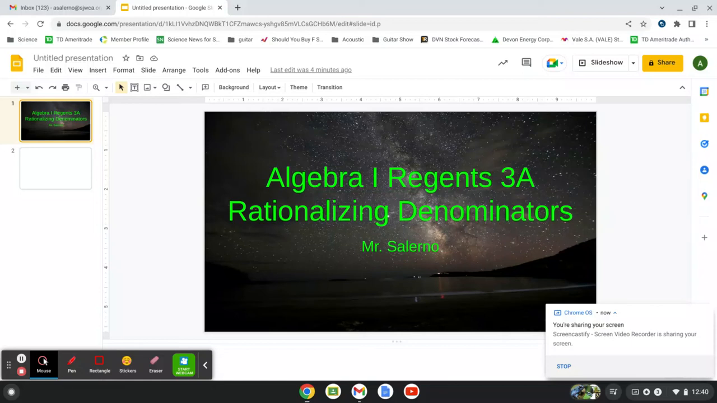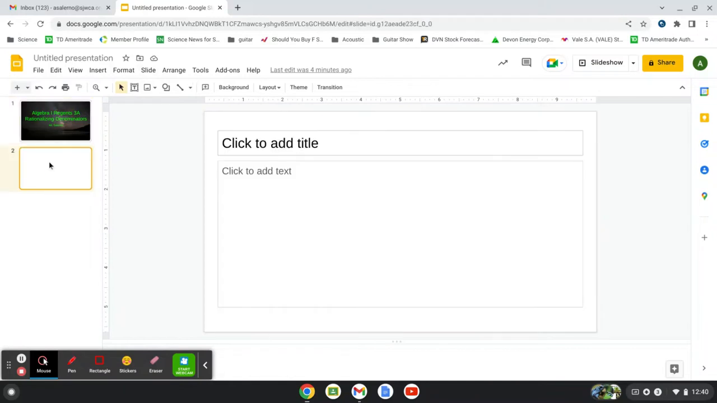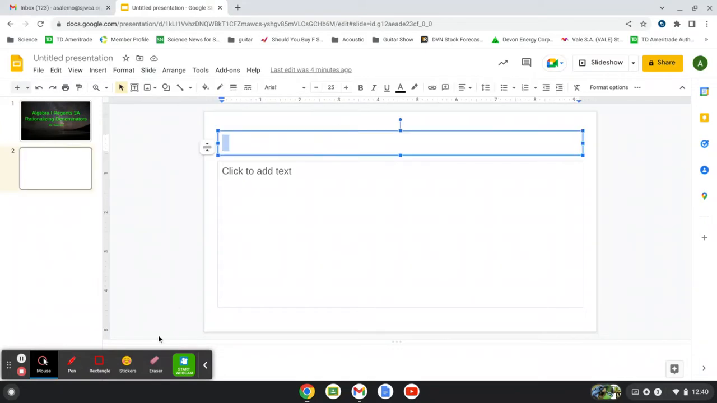Okay, here's our video today on rationalizing denominators, Algebra 1 regions. So let's look at an example here. When we rationalize denominators, we're actually going to look at radicals, right?